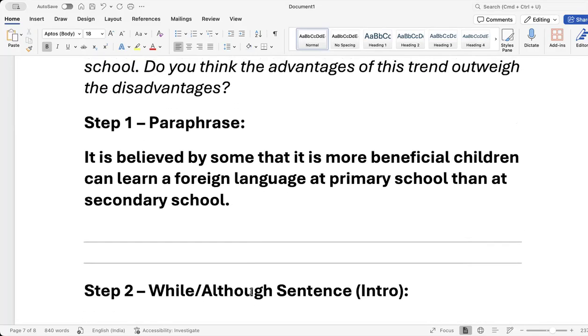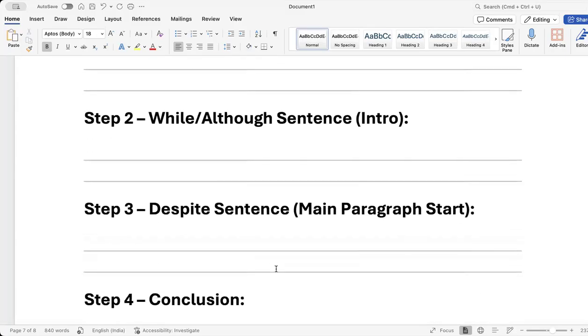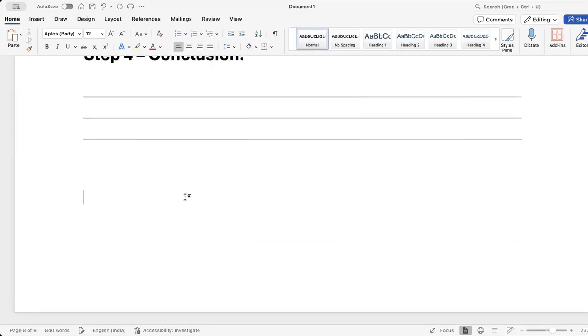Now, what is the next step we are going to do? Before that, what are we actually going to do? We are going to brainstorm both the sides. We are going to think about ideas about both the sides. So again, let's do it. Anyone, first tell me benefits. Now we are talking about the benefits of learning a foreign language at primary school. So anyone?